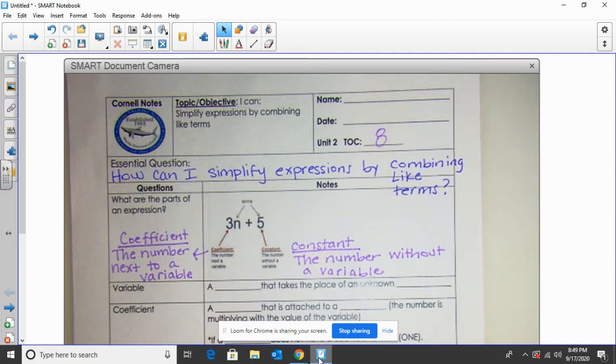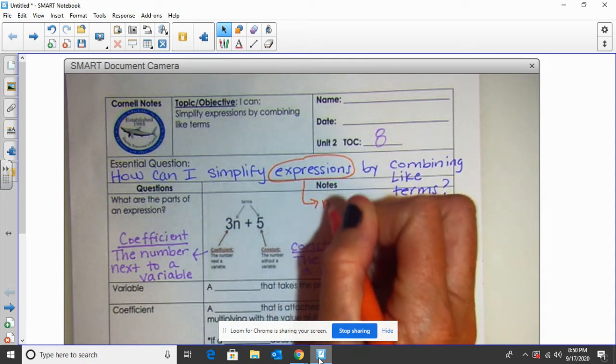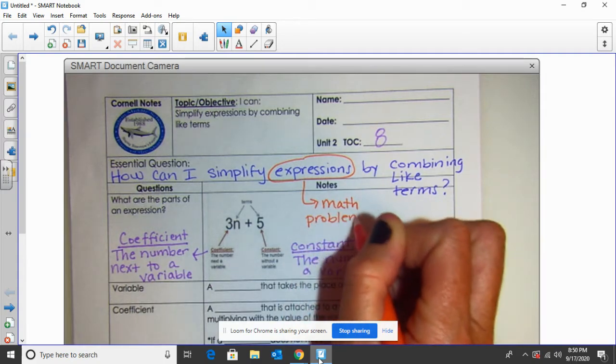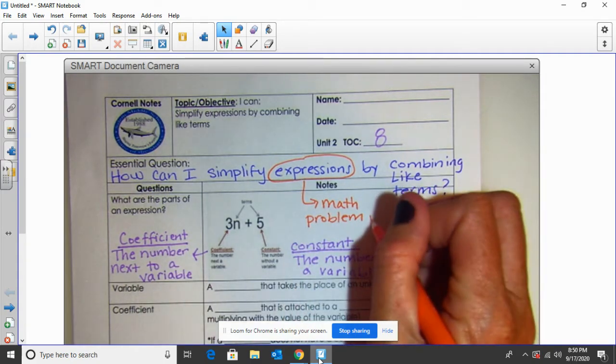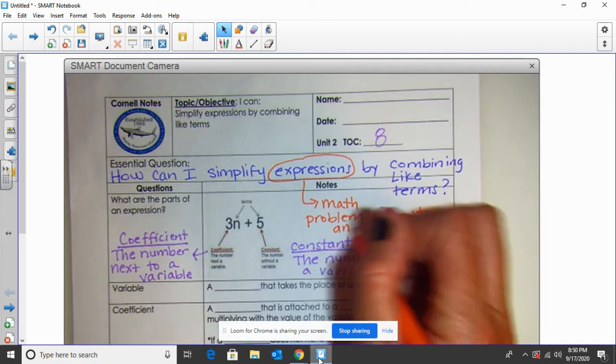So my first question on the left is, what are the parts of an expression? So first of all, let's talk about the word expression. An expression is a math problem without an equal sign. Now you may know this already and you may not need to write that part down, but I'm going to write it just in case.